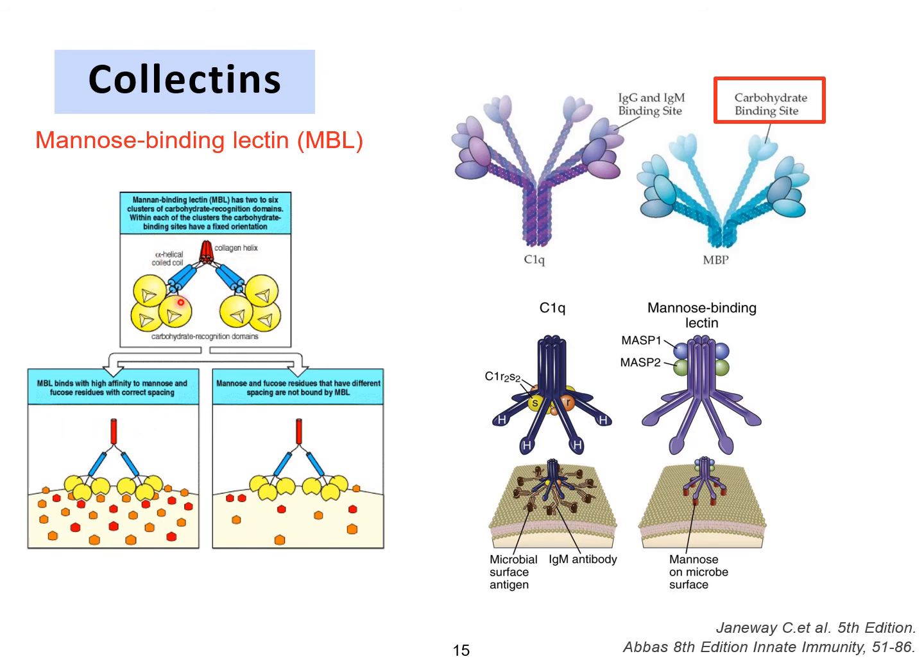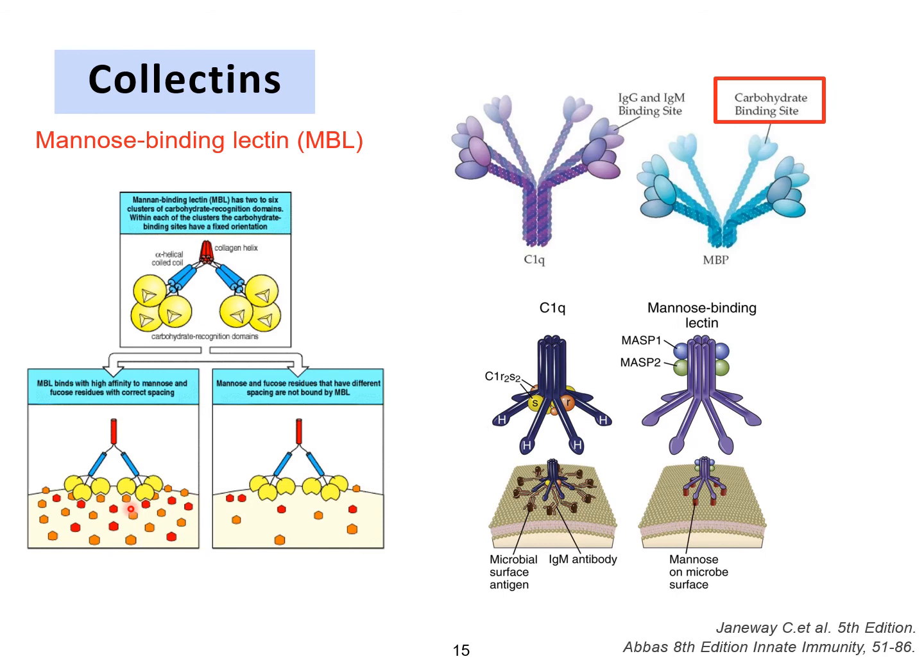Here in this picture, mannose binding lectin has 2 to 6 clusters of carbohydrate recognition domains, and that causes mannose binding lectin to bind with high affinity to mannose and fructose residues with correct spacing, and here different spacing are not bound by MBL. So some cells which are not specific do not bind to MBL, and some cells which are specific bind to MBL.